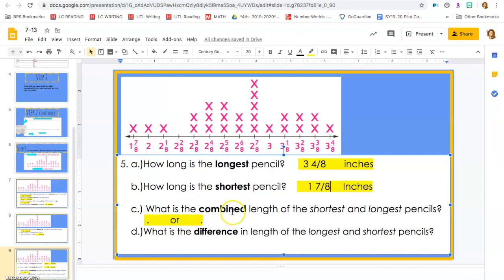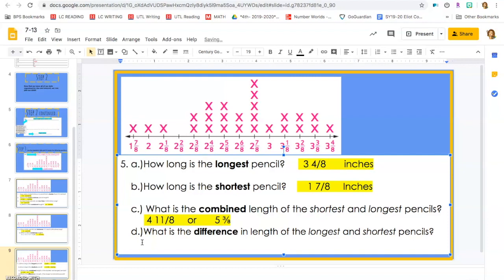What is the combined length of the shortest and longest pencils? So they want us to add 3 4/8 plus 1 7/8. We can write that 2 different ways. You could write 4 11/8, but that's an improper fraction. So if we wanted to reduce that, we can reduce it to 5 3/8.